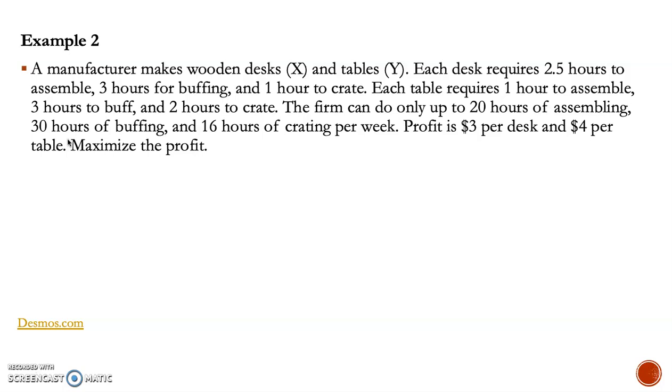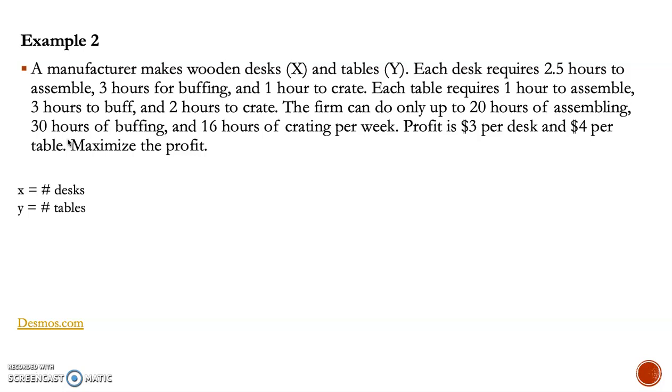So we want to maximize the profit by figuring out how many desks and how many tables per week this firm should manufacture. So let's set up our variables. x is the number of desks and y is the number of tables. Now this is interesting. Look back in the problem and notice it gives information on assembling, buffing, and crating. So that's how we're going to organize our inequalities.